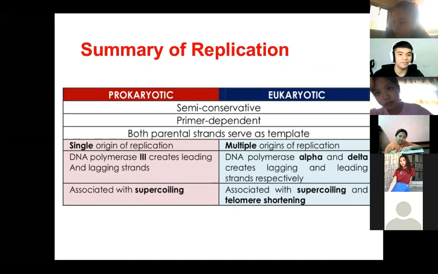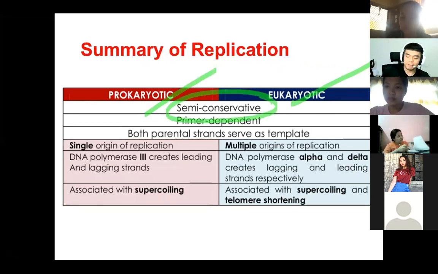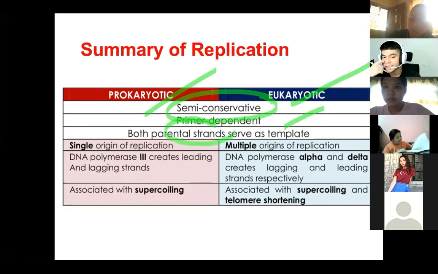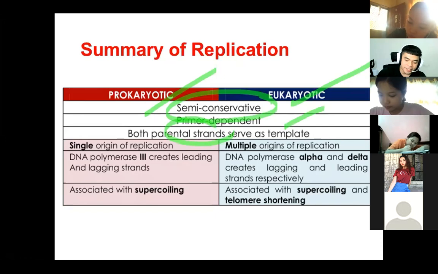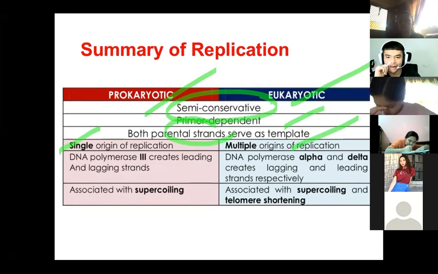Next, ito actually pandagdag na lang na knowledge sa inyo. Summary lang din ito ng difference nila. So una, for both prokaryotes and eukaryotes, semi-conservative, parehas sila. May primer na kailangan, and both parental strands can be used as templates. And then, differences, single ang ori pag prokaryotes. Do you still understand? Okay pa? Ha? O, di ba madali na lang siya intindihin kasi na-discuss na natin. Multiple ORIs kapag eukaryotes. And then, DNA polymerase 3 both creates the leading and the lagging sa prokaryotes.